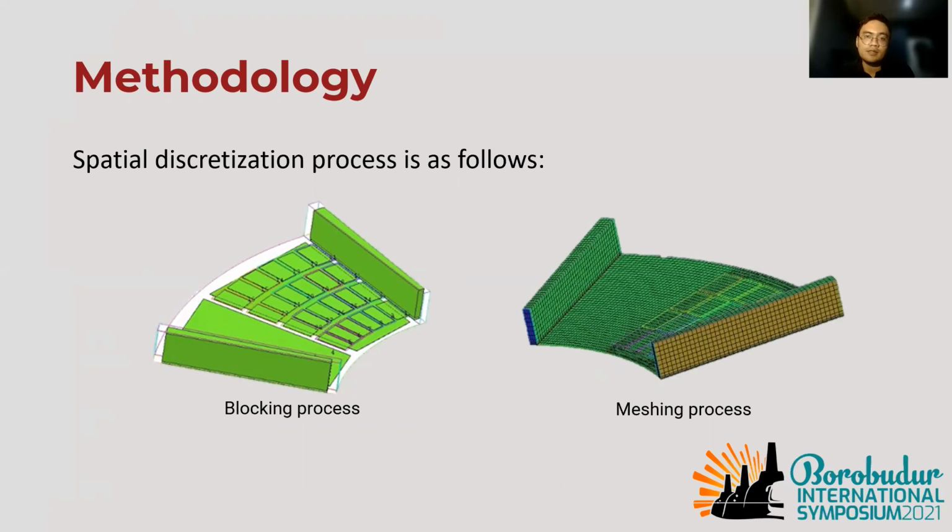These are the spatial discretization processes. The left-hand side is the blocking process, which will then be converted into the meshing process. On the right-hand side, we used ICEM CFD for this process.